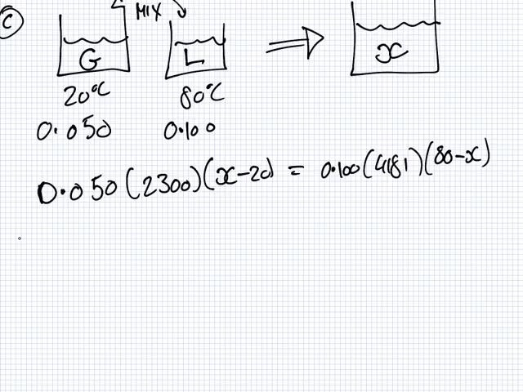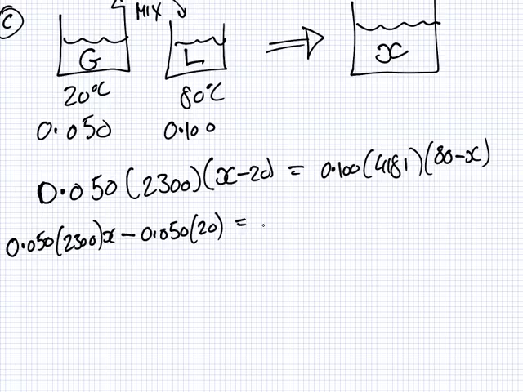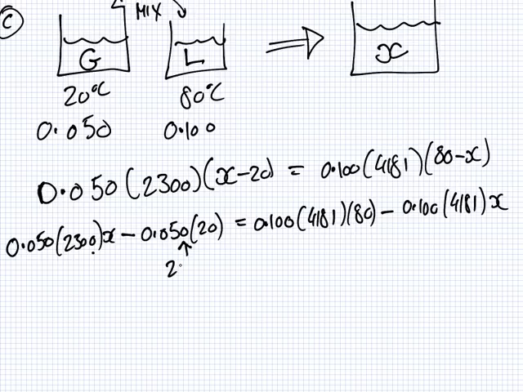So we have 0.050 times 2300 X minus 0.050 times 20 equals 0.100 times 481 times 80 minus 0.100 times 481 times X. Where did the 2012 go? That's the heat capacity of whiskey. Yeah, I know, but it should be multiplied by 20. Oh, thank you. I've missed 2300 in here.